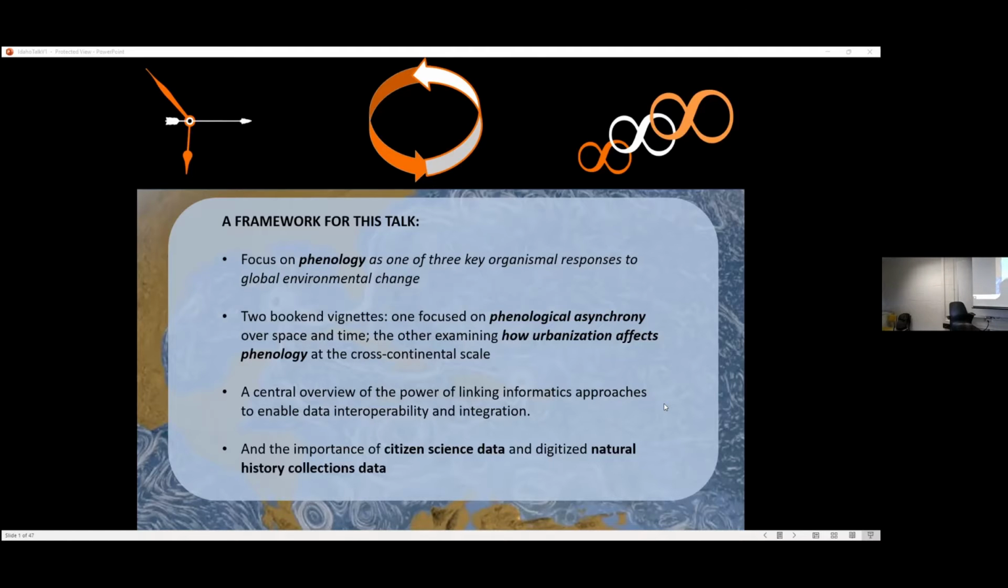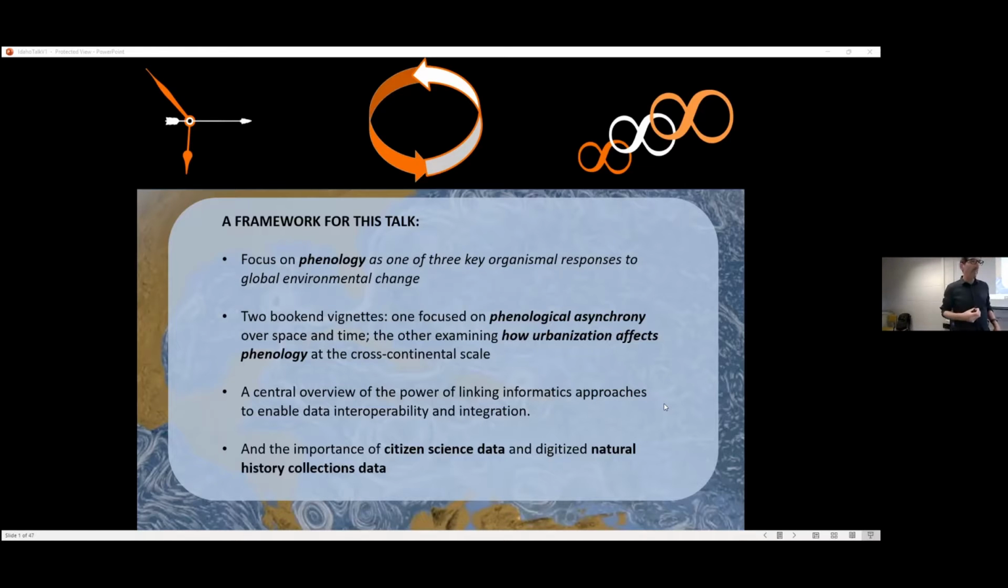And so in putting this talk together, what I wanted to do is start with a vignette that covers this idea of phenological asynchrony or phenological mismatch. I'll use both terms; they're really different to me. Asynchrony is just a pattern. The mismatch is when that asynchrony has a consequence in terms of fitness or demography, right?